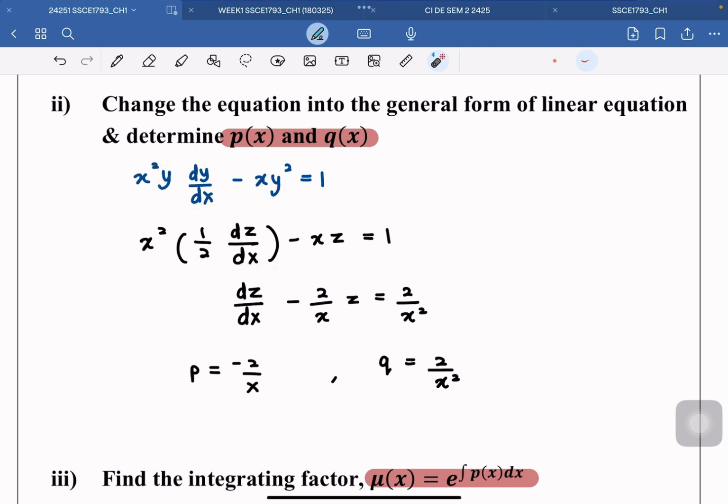Alright, so simplify this and divide all the terms by x squared over 2. Then this is your linear equation form, since the coefficient of the first term becomes 1. So you know that this is your P(x) and this is your Q(x). So you have done determining the P(x) and Q(x).